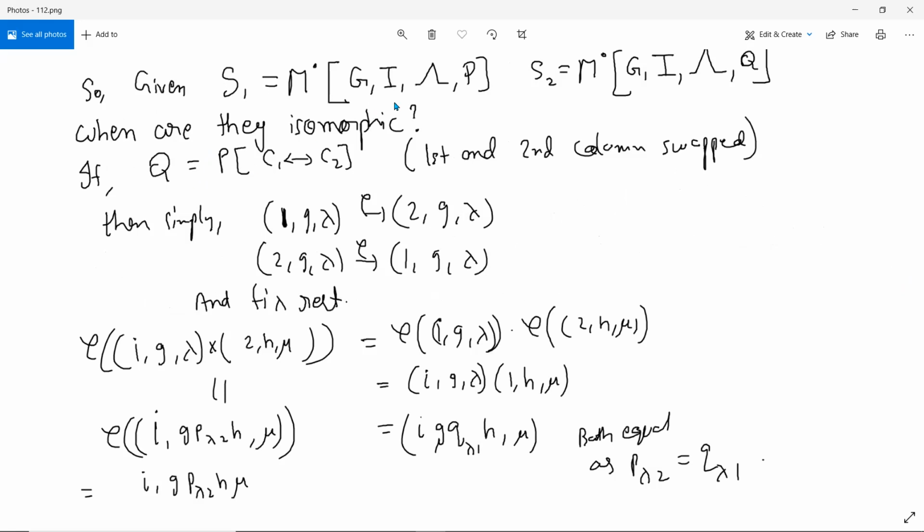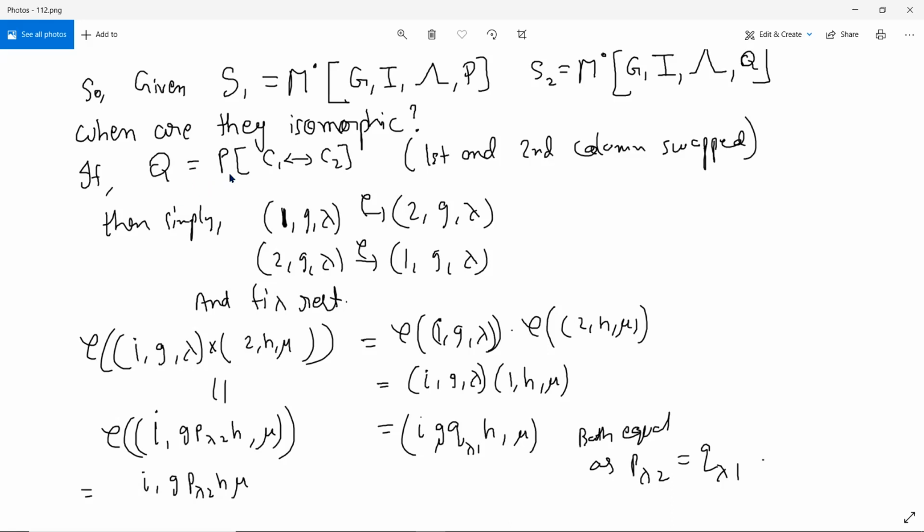Let's say we take the Q different in this case, but it's not very different in the sense that we have the matrix P, but then Q is just P, only the first and the second columns are swapped. Okay, so P and Q are the same, except that the first and the second columns are swapped.